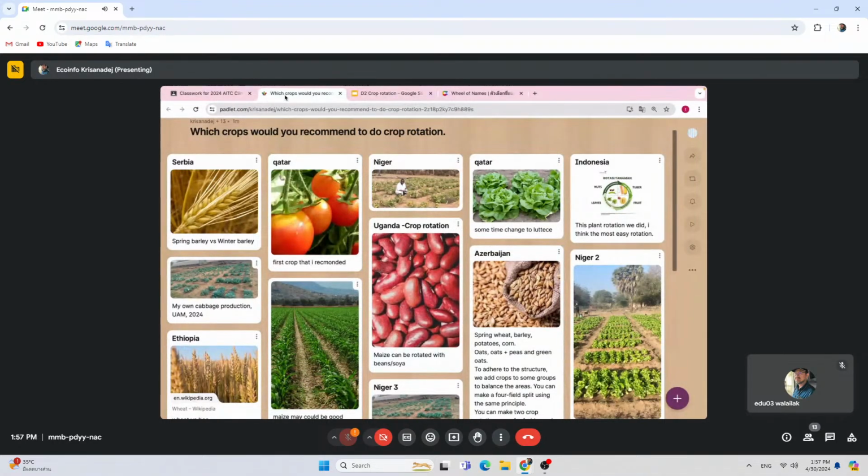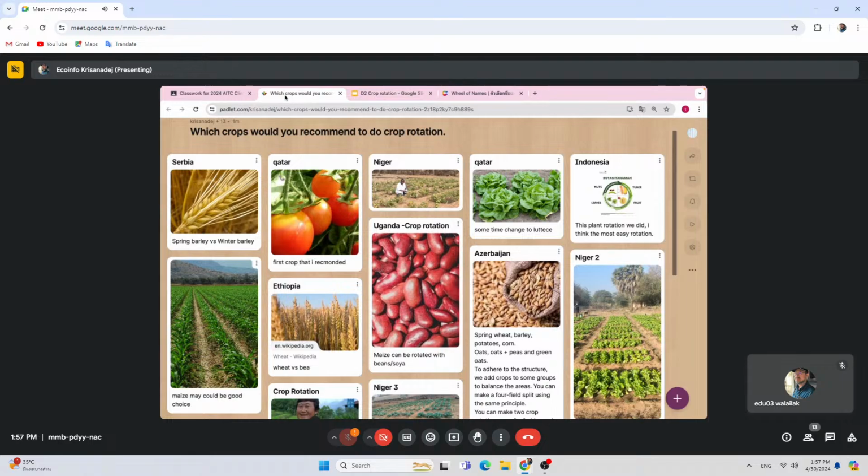So we would be able to know what country this candidate is coming from. But look at that, it's very colorful and beautiful. We're just waiting for some explanation as to why you would recommend that as part of your crop rotation.